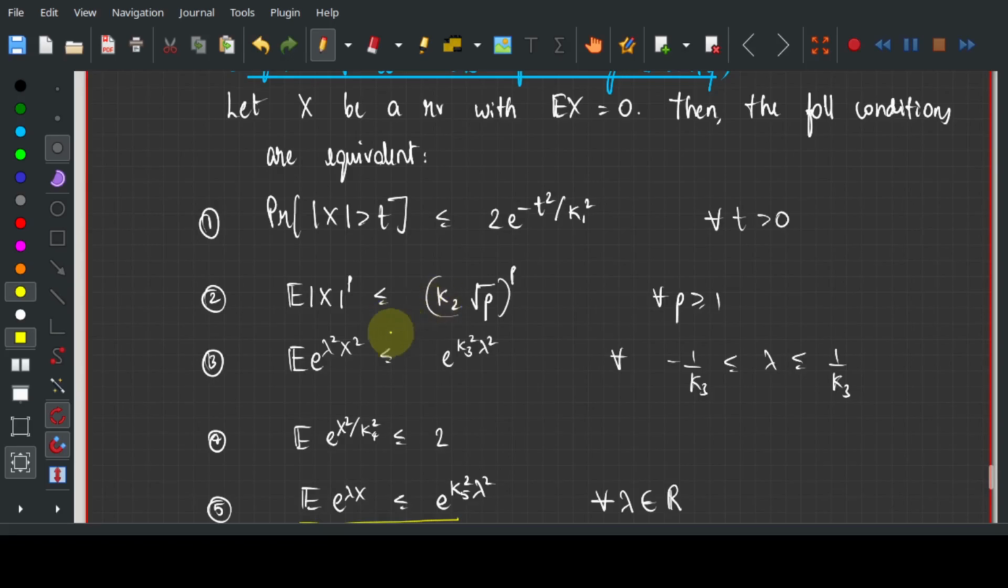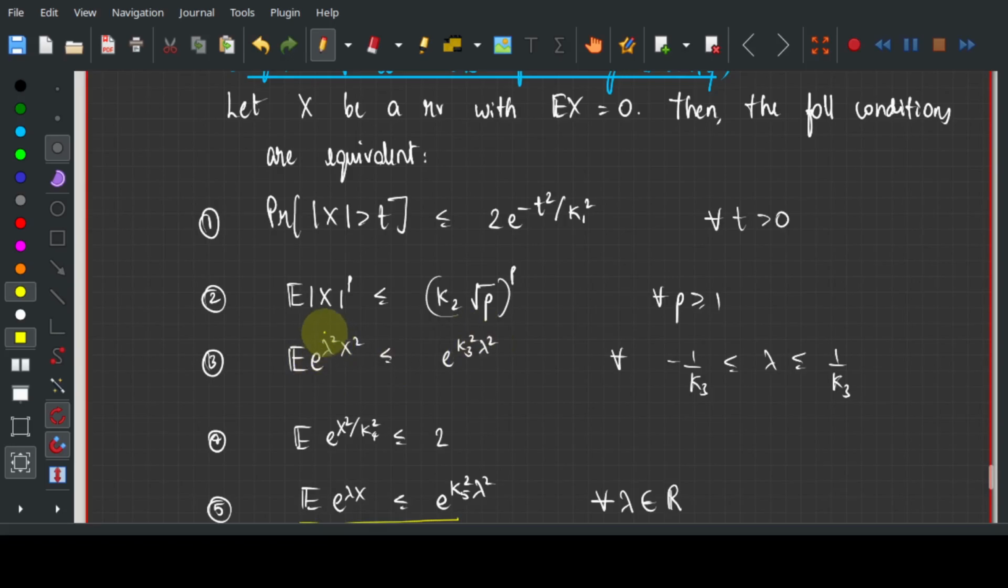But again, for x square to be Subgaussian, expectation of e to the lambda x square would have to be less than or equal to e to the k3 square lambda square. Right? Okay, sure. So I'm saying that expectation of e to the lambda square x square is less than or equal to e to the k3 square lambda square. Right? This as a function of lambda is important.